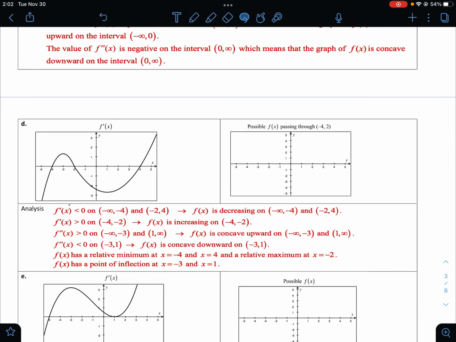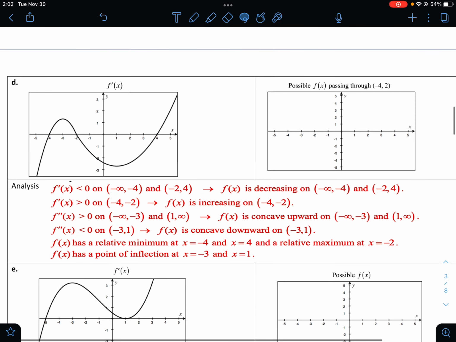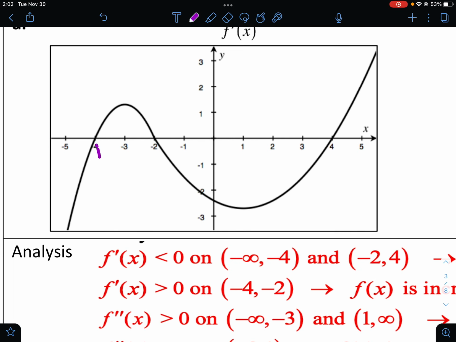Next one here, a lot of analysis on this one. The derivative is negative and negative. So on those two intervals, our function should be decreasing. And then we have positive and positive. So on those two intervals, the function should be increasing. Which means our original function here should have a relative minimum at -4, maximum at -2, and minimum at +4.